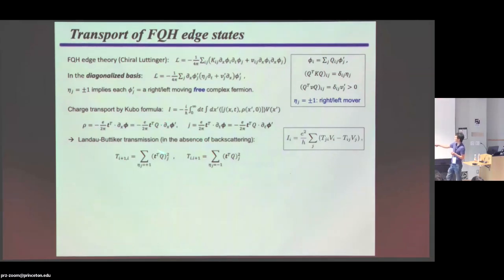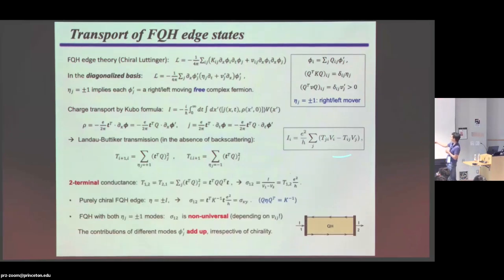So now each mode carries a charge T times Q. If I look at the right-moving transmission from lead I to I plus 1, it's contributed by each right-moving mode with eta j equals plus 1. Each mode contributes a coefficient proportional to the square of the charge. If Q is not a transformation, it's just identity, then each T is 1. So that goes back to the free-fermion case, where each electron contributes coefficient 1. And the left movers contribute to the transmission from I plus 1 to I with this expression. That's generically for multi-terminals.